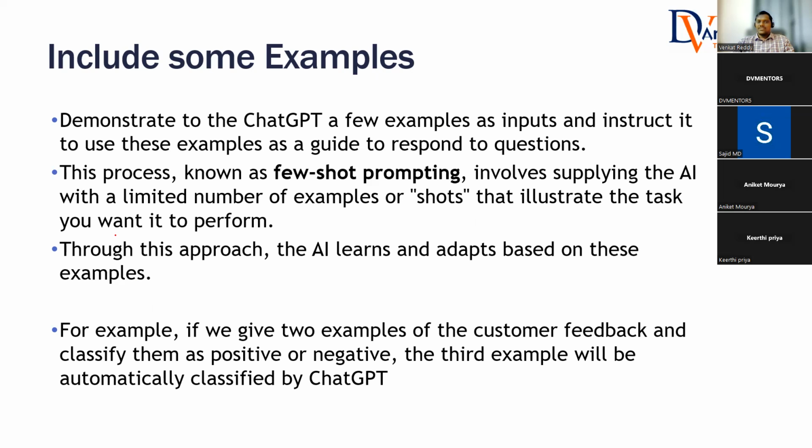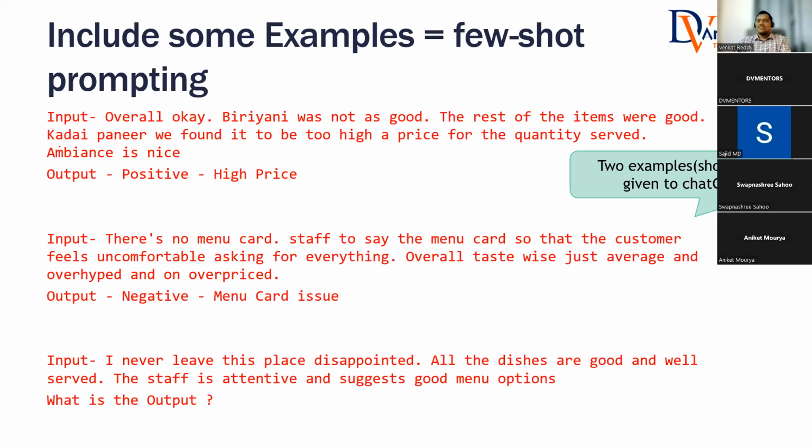Example is known as shot. If you are giving few examples, this is known as few shot prompting. Right now there are so many job openings outside on prompt engineering. When somebody is trying to hire prompt engineers, they are trying to hire people who know how to do this few shot prompting. And once you know that, it's very easy. What is few shot prompting? You just give some shots or examples.